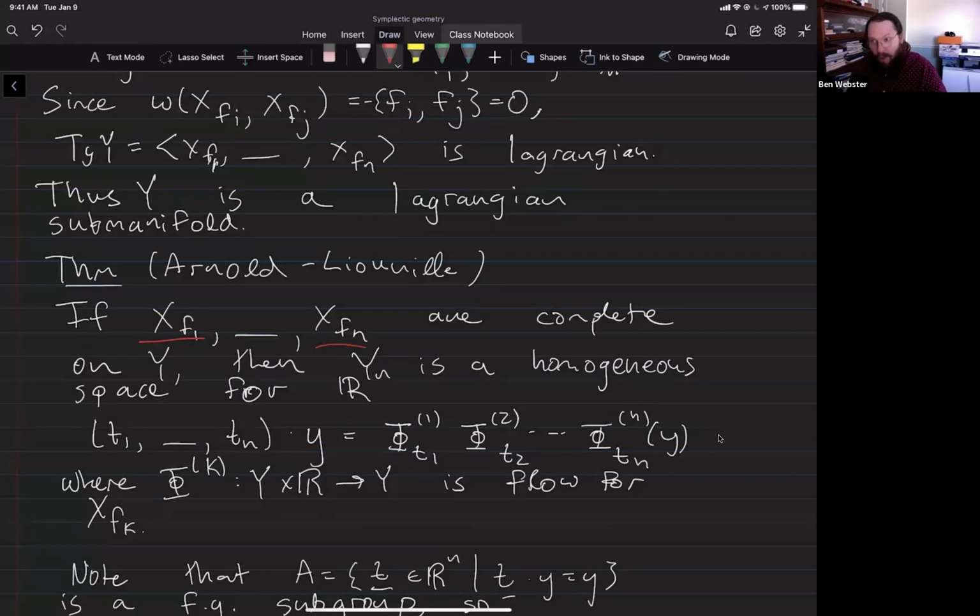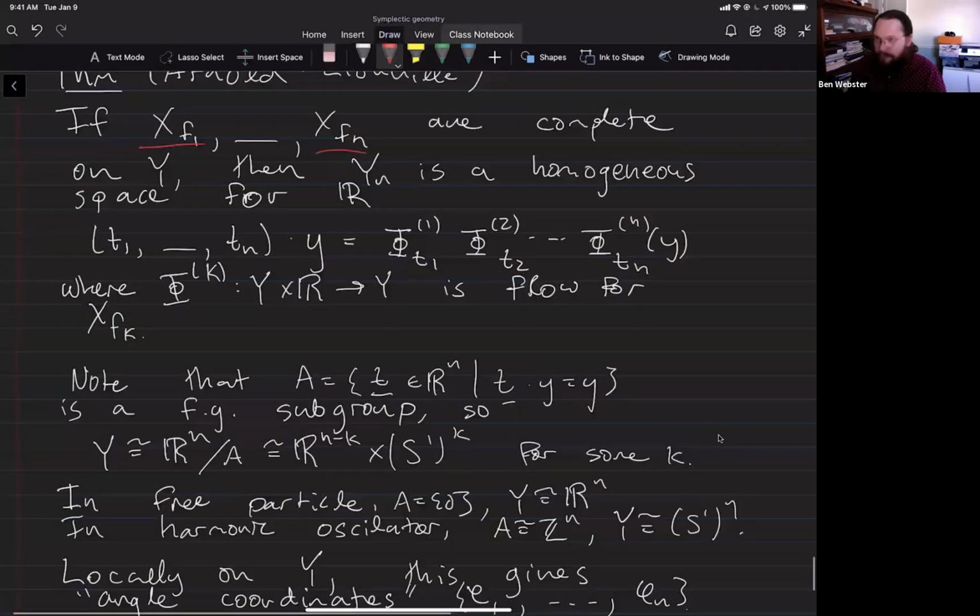So if I just had one vector field, I always get a nice flow as long as it's complete. If I have n vector fields and they all have trivial Poisson brackets, then I get n commuting flows. So this is just a fact about n-tuples of vector fields with trivial Lie brackets. One way to get those is to find a completely integrable system.